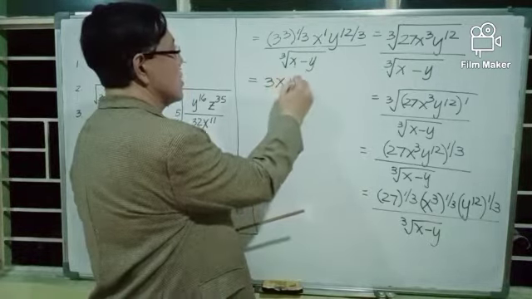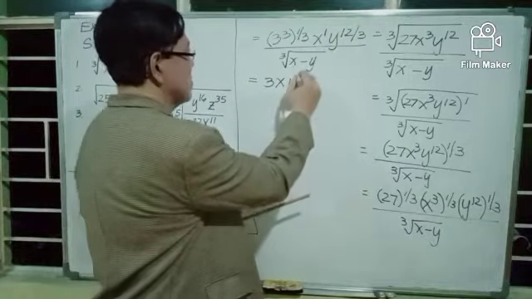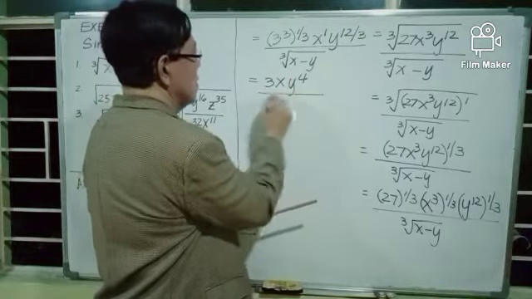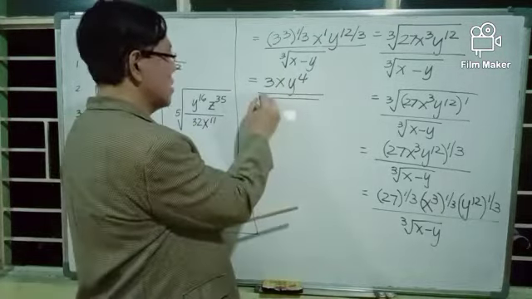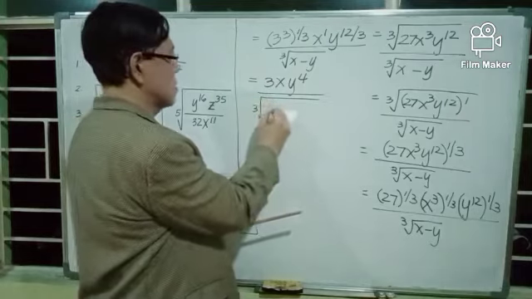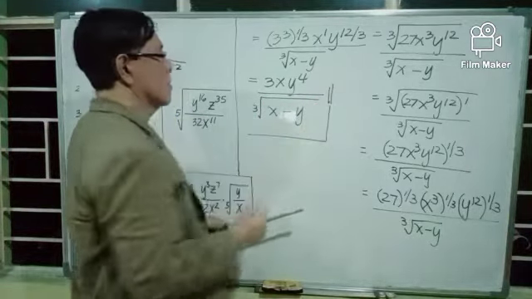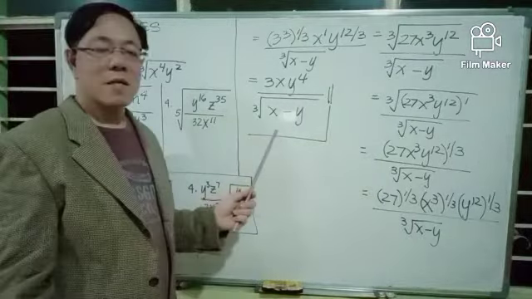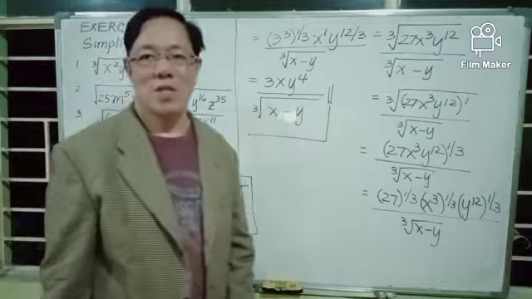3x multiplied by y raised to 12 divided by 3, which is 4, divided by the cube root of x minus y. Hence, this is the simplified form of the given rational expression.